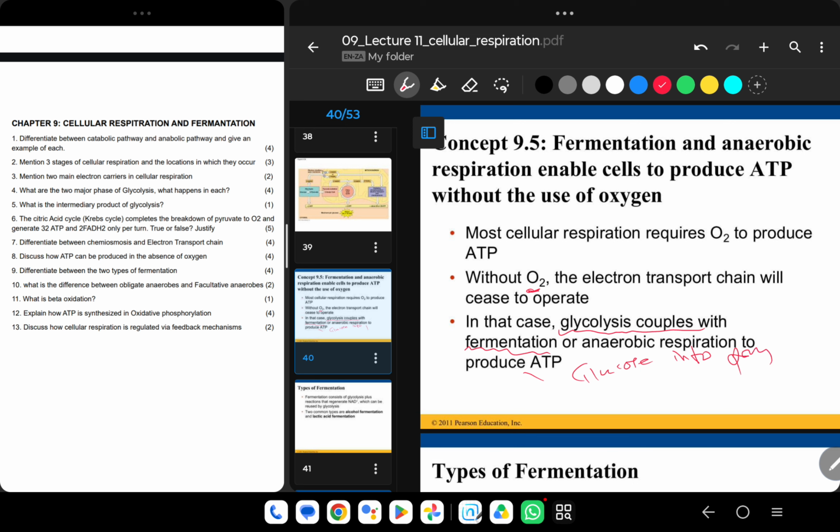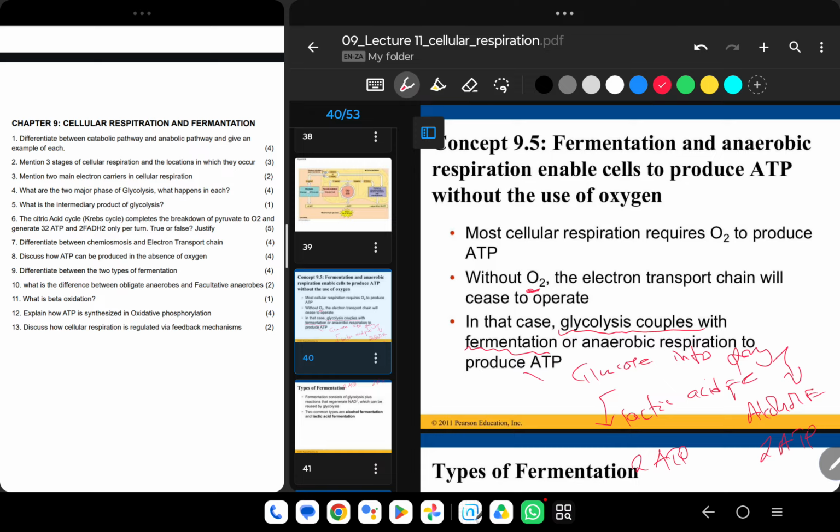Into pyruvate. And this pyruvate will enter what? Will enter lactic acid fermentation, or it's going to enter what? Alcohol fermentation. So through these two, it can produce what? ATP, but only two ATPs are going to be formed in each pathway. So that is how you're going to explain it. And you must also be aware of the marks there.